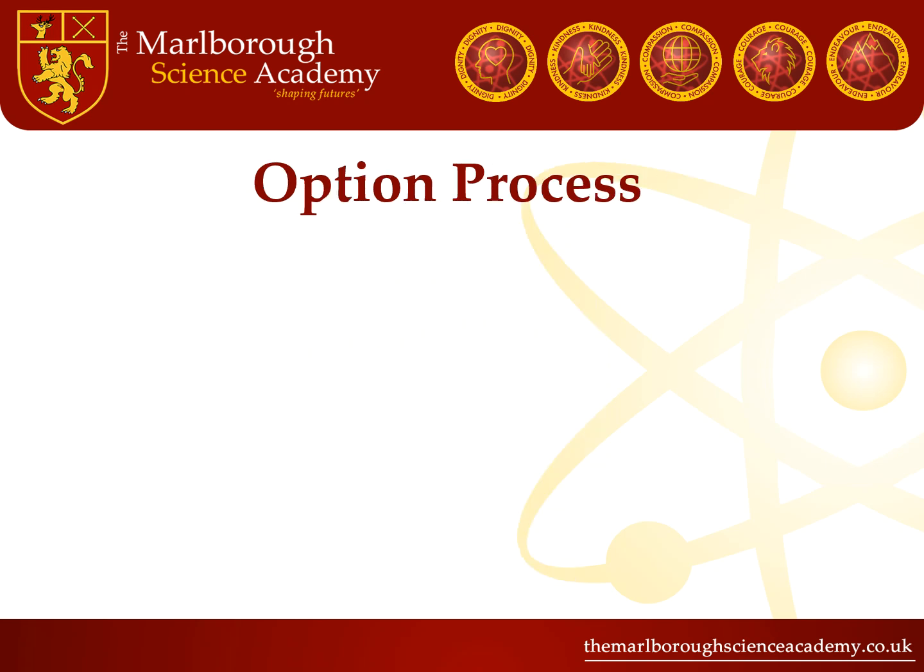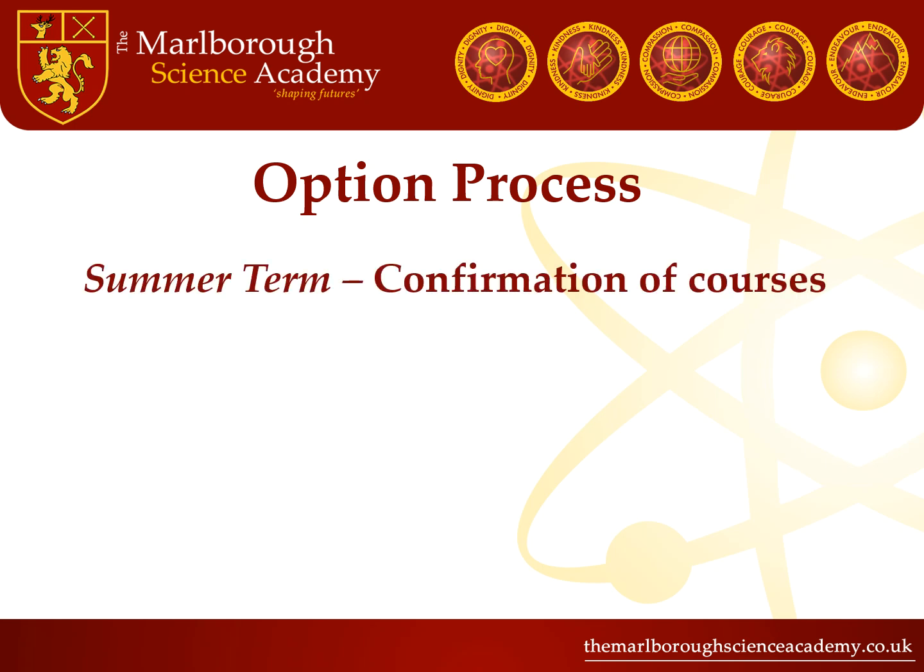Once all the option forms are submitted, we start the process of allocating everybody to their classes. This can take some time and we'll often need to speak to students and their parents while we work through this. Once the process is complete and we've allocated all students to their subjects, we'll send out a final confirmation at some point in the summer term.